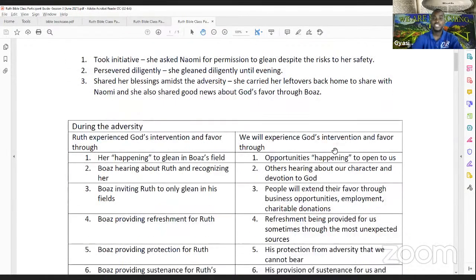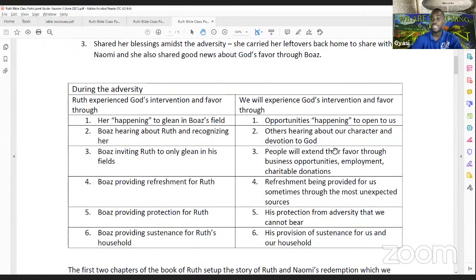And the encouragement is there for us as well. During times of adversity, we too, like Ruth, will experience God's intervention and favor. And sometimes it may be in ways that we don't even recognize, because we saw in Ruth chapter 2 that she did not know anyone there. She was a foreigner, a stranger.